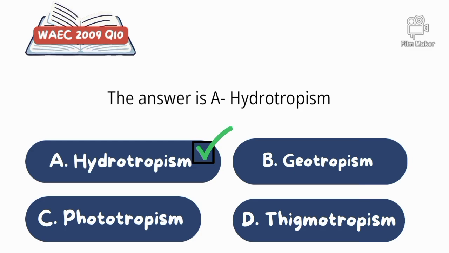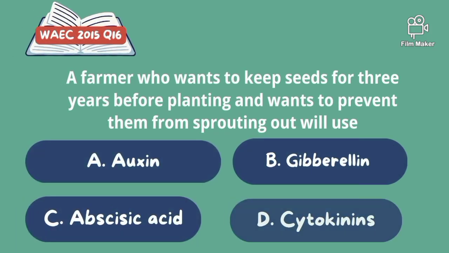The next question is question 16, 2015. A farmer who wants to keep seeds for 3 years before planting and wants to prevent them from sprouting will use: A. Auxin, B. Ethylene, C. Abscisic acid, and D. Cytokinins. The correct one is C.